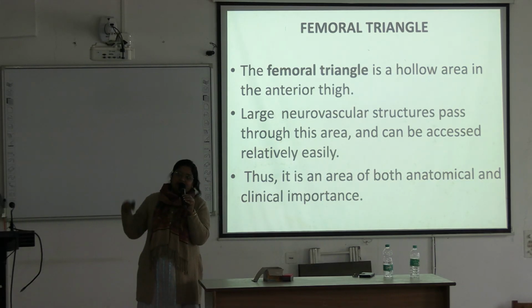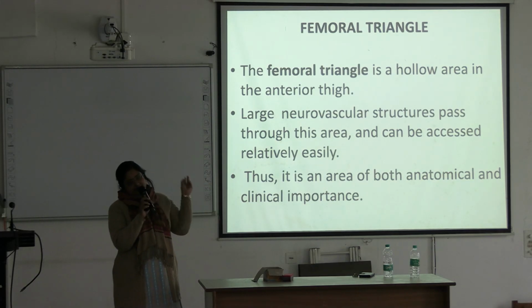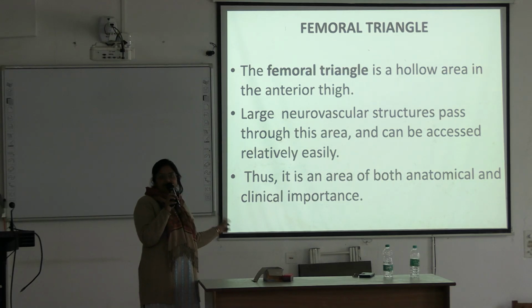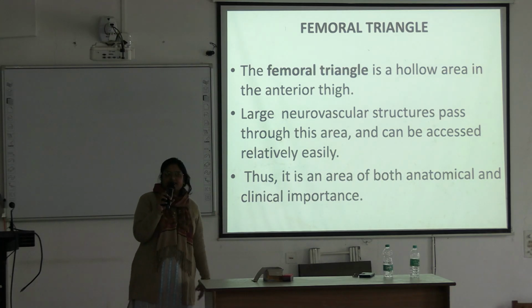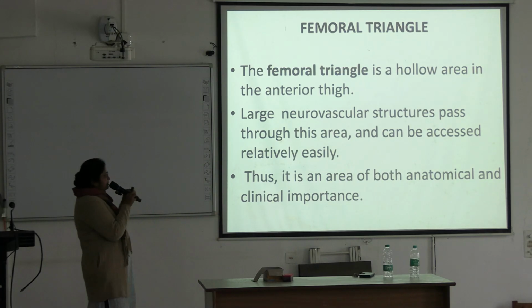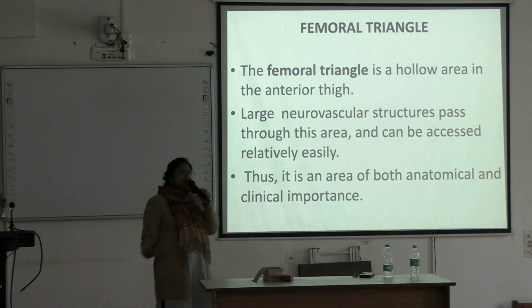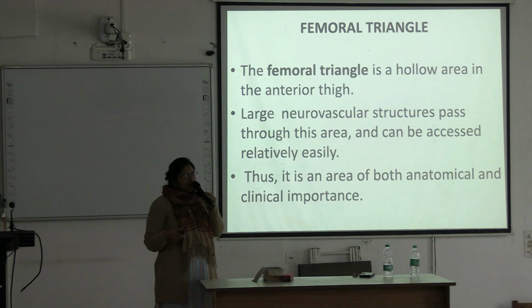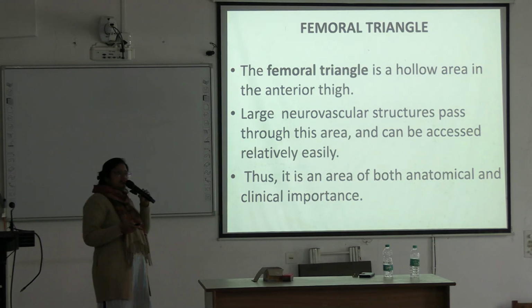Okay, if you have to collect arterial blood, you can collect from this femoral artery, or in very sick patients where veins are not prominent, you can collect venous blood from also the femoral vein. Okay, so that's why it is very, very important. Cardiac catheterization can also be done through the femoral artery. That's how all these structures are important.